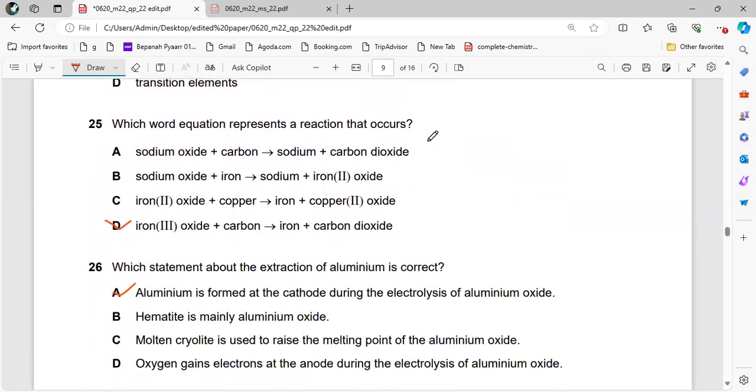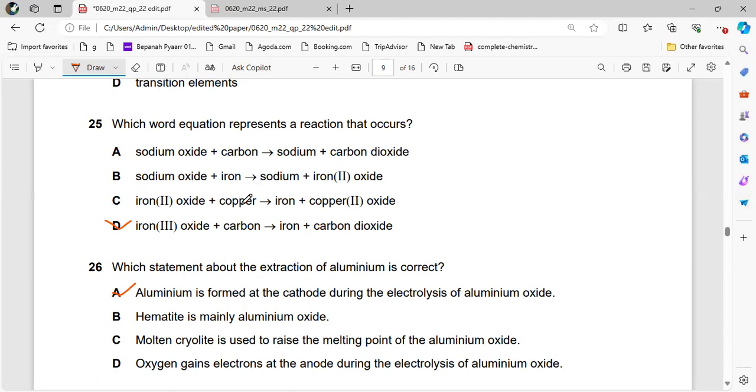Which word equation represents a reaction that occurs? So first is sodium oxide plus carbon. Now sodium is a highly reactive element. So carbon will not be able to replace it. That is why option A will not occur. Sodium oxide plus iron. Again, sodium is the more reactive element. So iron will not be able to displace sodium. Okay, so this reaction will not occur.